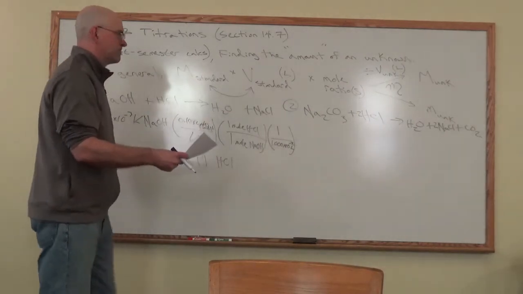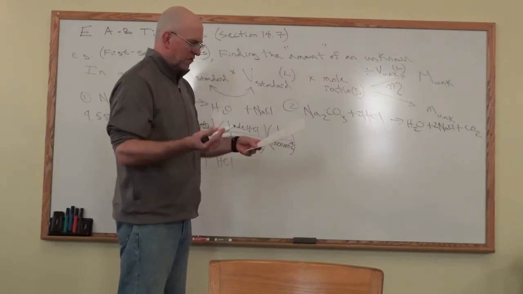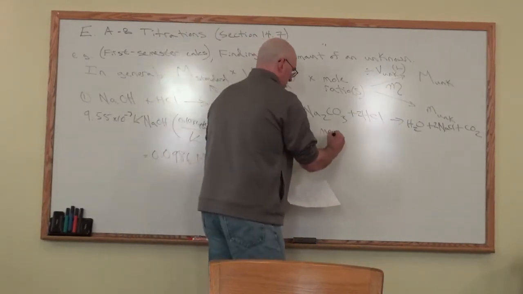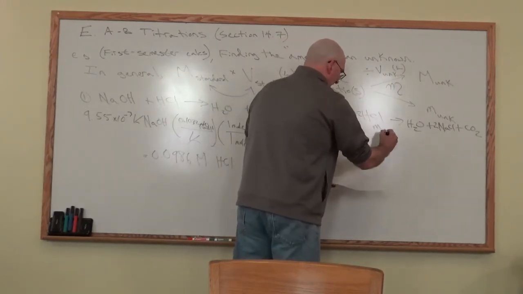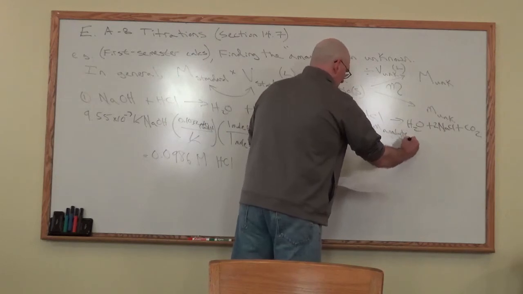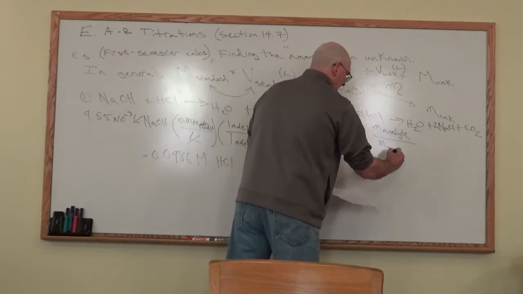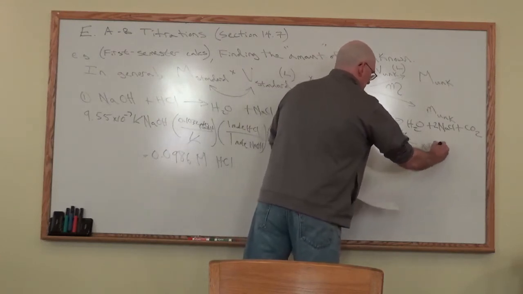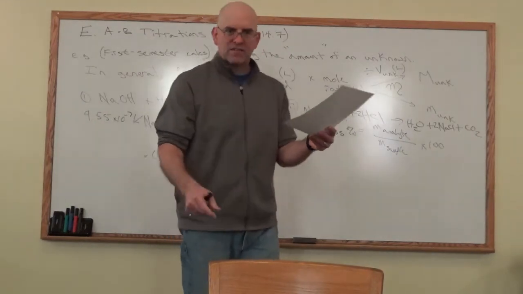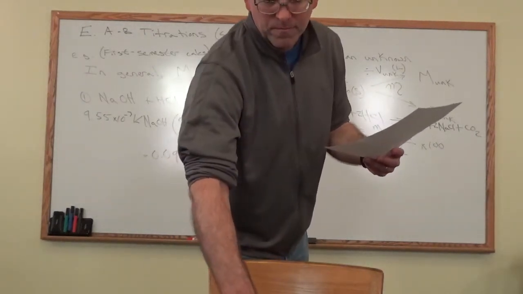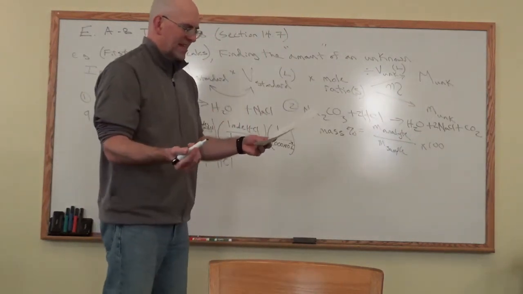Okay, so mass percent one. Mass percent, we already know this. It's the mass of the analyte, so the mass of the sodium carbonate divided by the mass of the sample times 100. Now here I didn't give you a mass of the sample, I gave you a volume. And we're just assuming that it's the same as water.